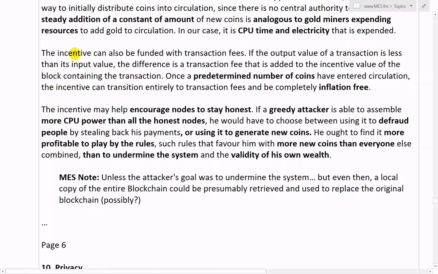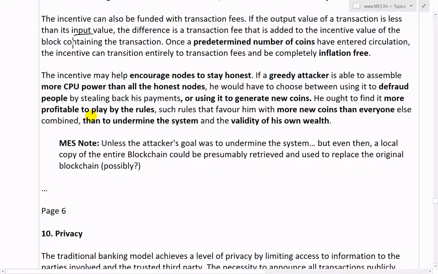The incentive can also be funded with transaction fees. If the output value of a transaction is less than its input value, the difference is a transaction fee that is added to the incentive value of the block containing the transaction. Once a predetermined number of coins have entered circulation, the incentive can transition entirely to transaction fees and be completely inflation-free. That's the amazing part, it's inflation-free.